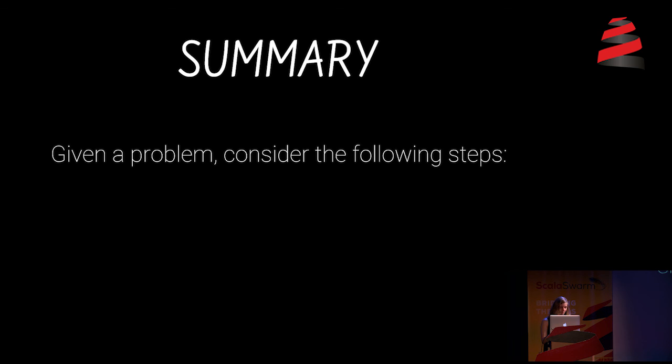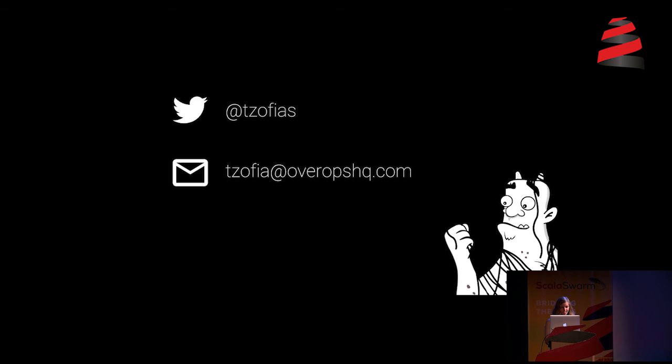So to summarize what we saw, given a problem like some weird behavior that you don't understand, or if you wrote some code and you expect it to behave in some way, but it didn't, consider the following steps. First, use javap. Second, repeat. And that's it.